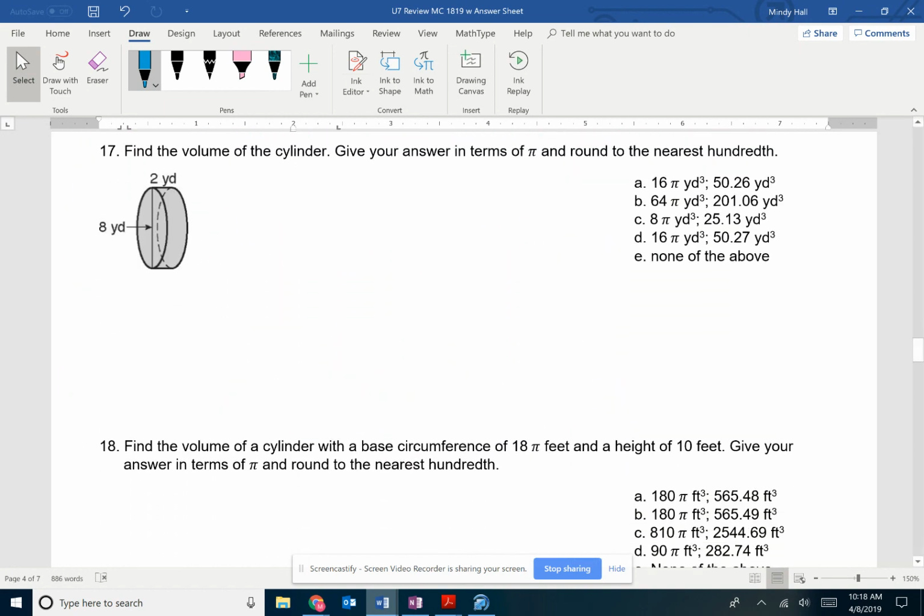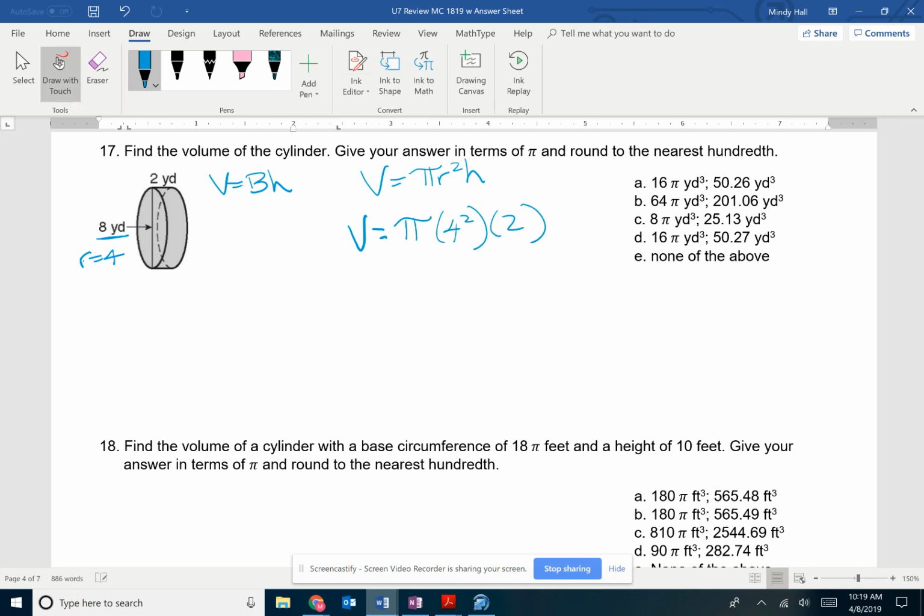So to find the volume of the cylinder, we're going to give our answer in terms of pi and round to the nearest hundredth. Looking at this, again with cylinders, you can still use volume equals base area times height. Me personally, I would rather just use volume equals pi r squared h, because it's much easier just to plug it in. My diameter is 8, so my radius would be 4, because you're just dividing by 2. So we'd have pi 4 squared times 2. 4 squared is 16, and 16 times 2 is 32. So that would give us 32 pi.